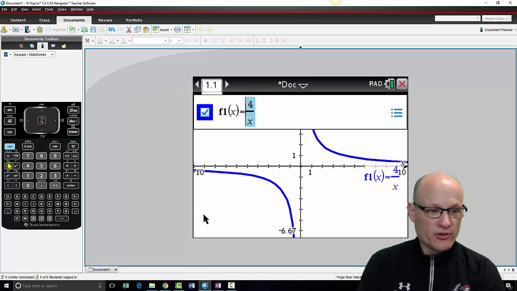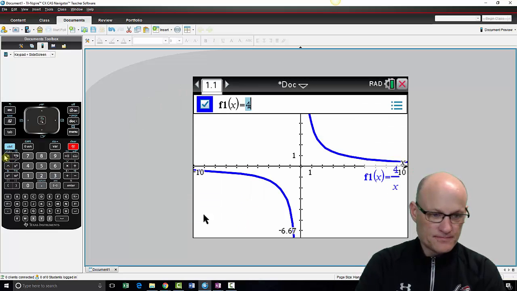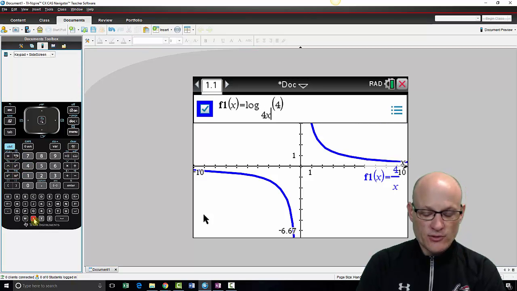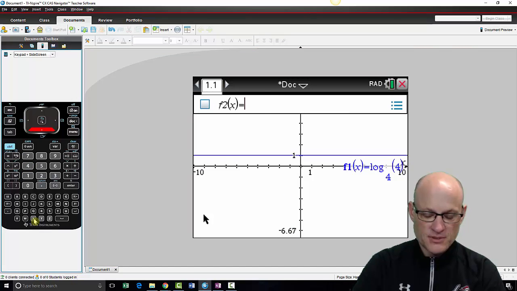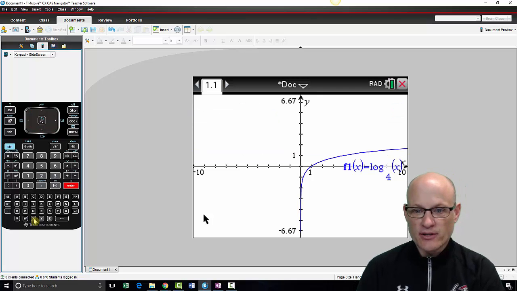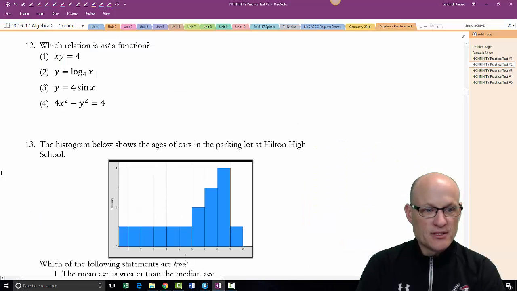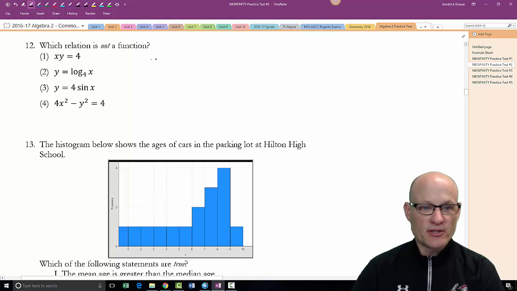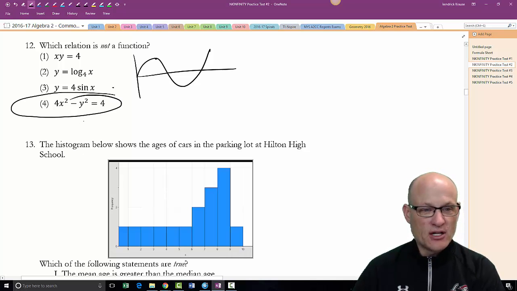Log base 4 of x. You should know this is a function. There it is. That is definitely a function. For sine x, okay, sine x is just going to be a sine curve. You're kind of tired of doing this. It's just going to be a sine curve. And then this is the one that's not a function, okay?